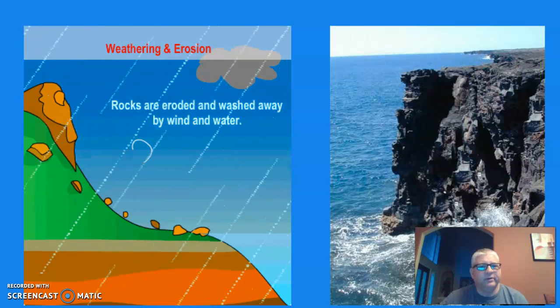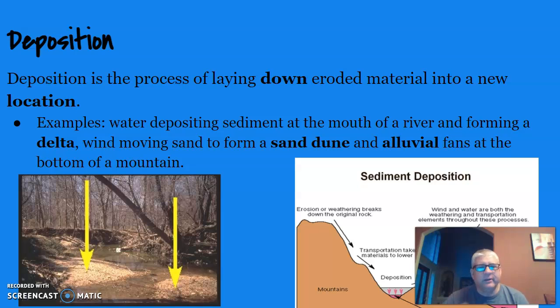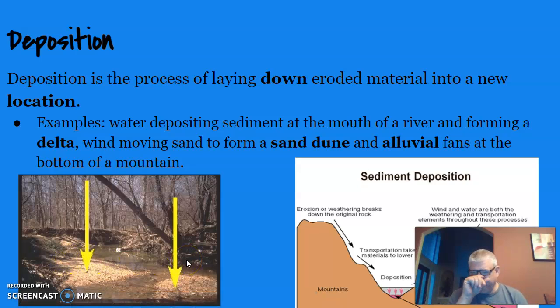Just kind of watch it a while and you kind of get to read all of it and see all of it. And the last one is deposition. I'm almost out of time, so I'm trying to rush through this. So deposition is a process of laying down eroded material into a new location. So these piles, this is deposition. It's moved its way down and deposited in one spot. Now it's going to erode again and deposit somewhere else every time it rains.